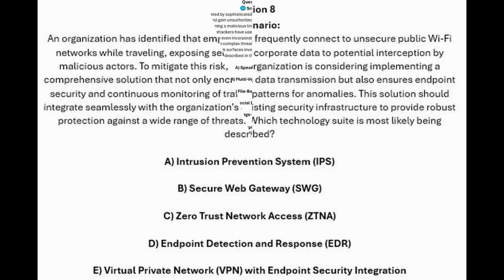D. Social engineering. Social engineering involves manipulating individuals to divulge confidential information, but does not account for the technical delivery mechanism described. And E. Message-based attack. While a message-based attack covers some of the vectors used, it does not encompass the broader strategy of using multiple vectors and social engineering. And for the next question of the exam, question number 8.